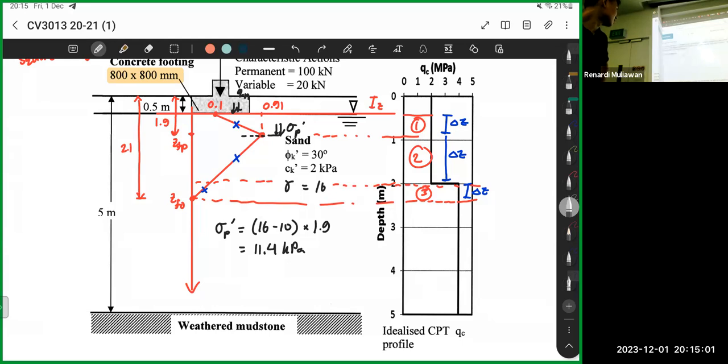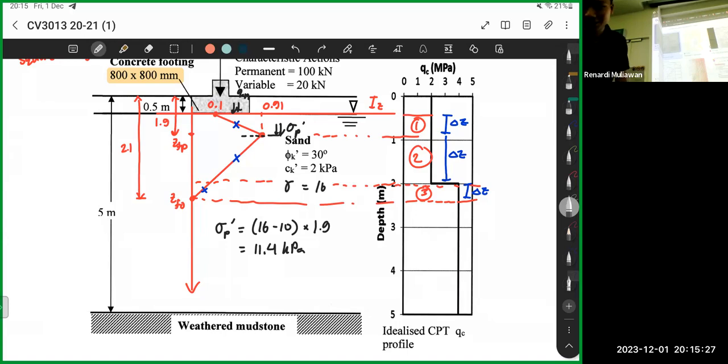Because of the influence factor, but they never give the. Yeah, never mind. I think that's it.